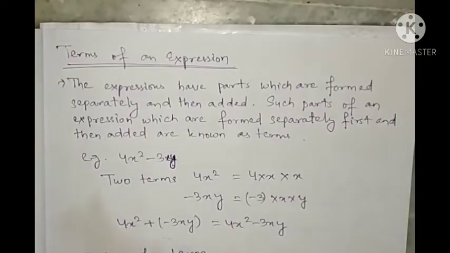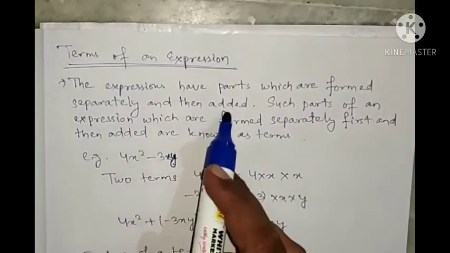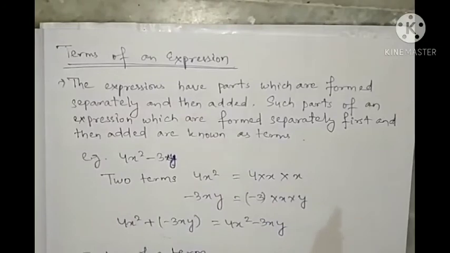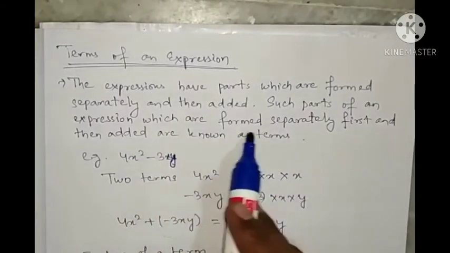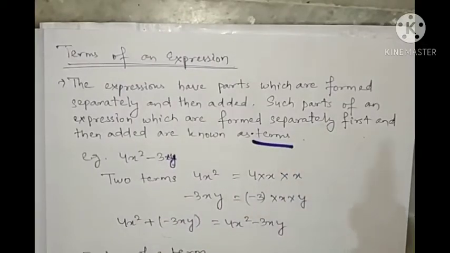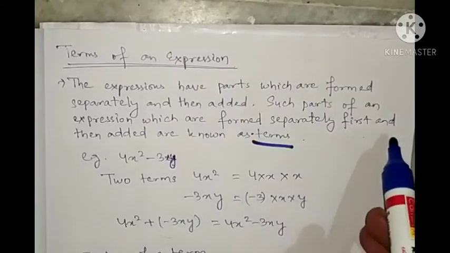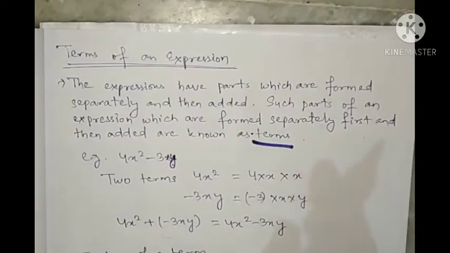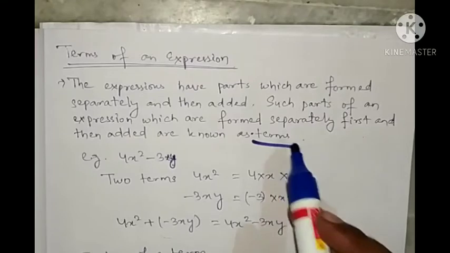Next, see the terms of an expression. The expression has parts which are formed separately and then added. Such parts of an expression, which are formed separately first and then added, are known as terms. Those separate portions or parts which are formed and then added are known as terms.